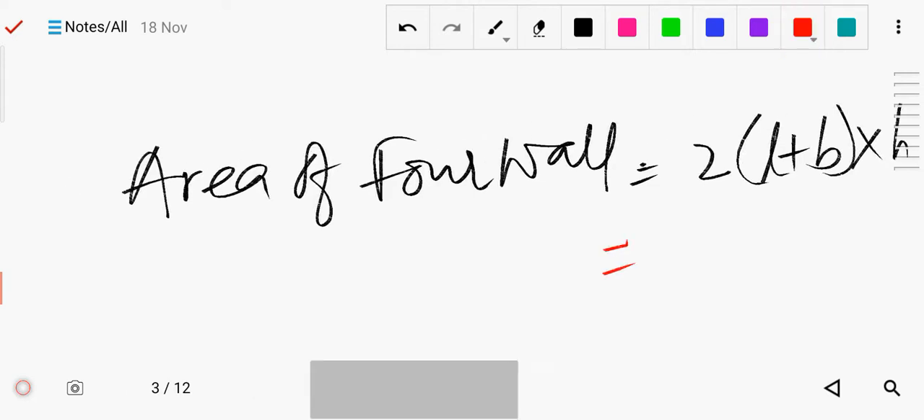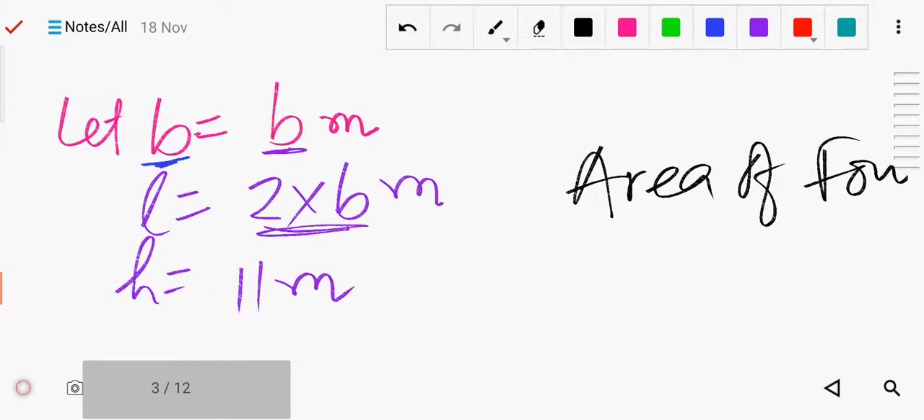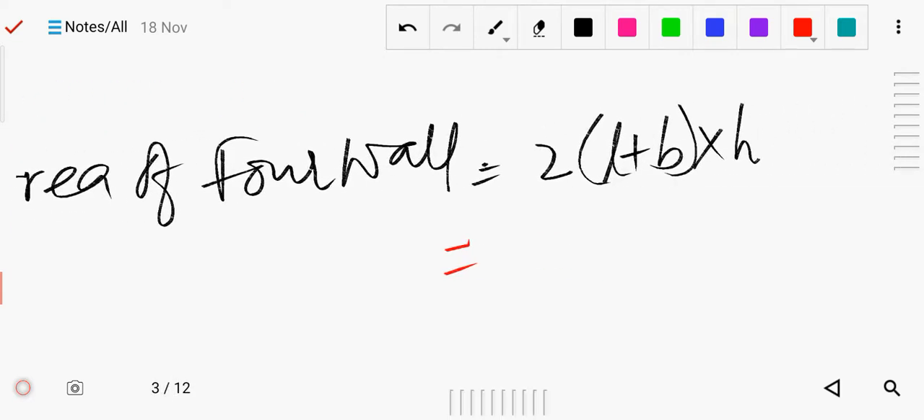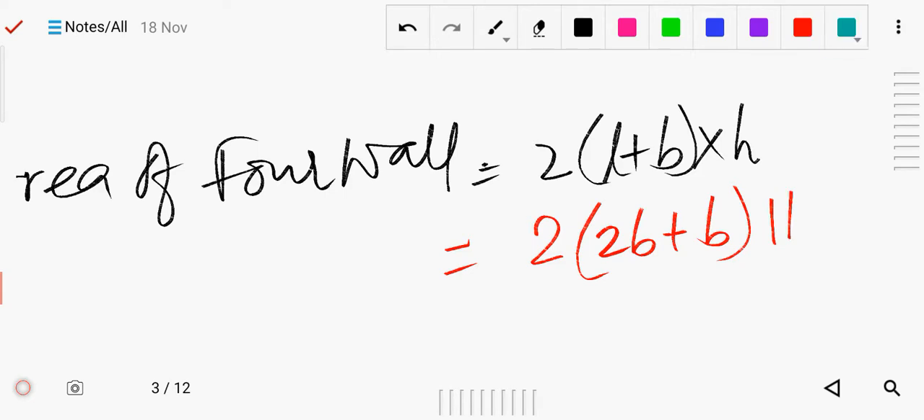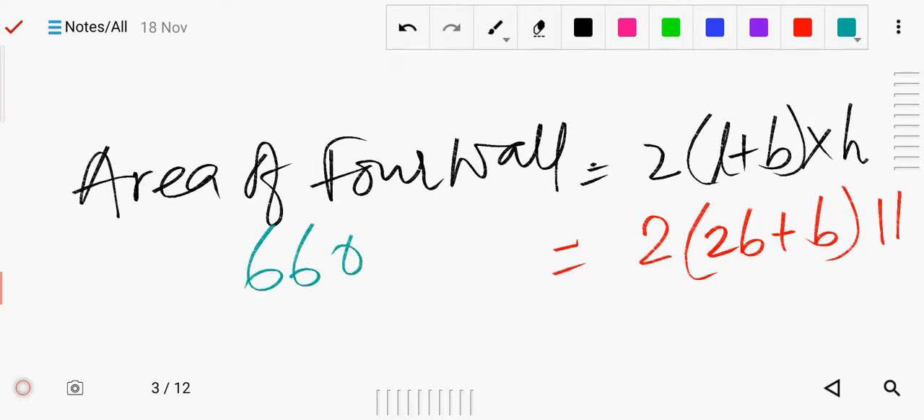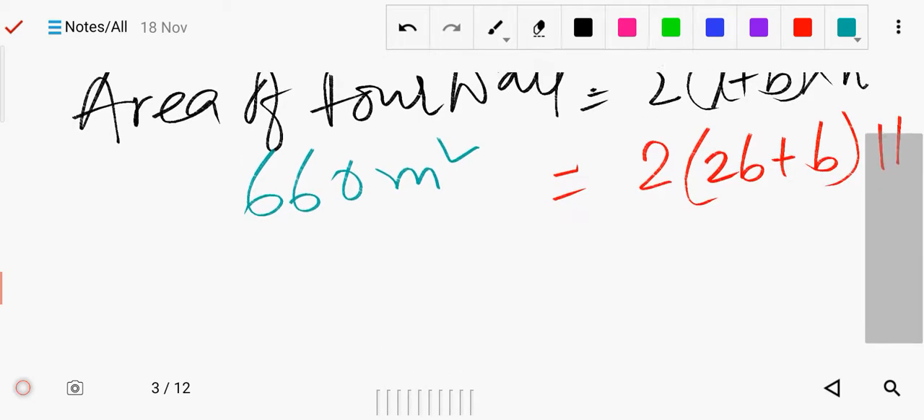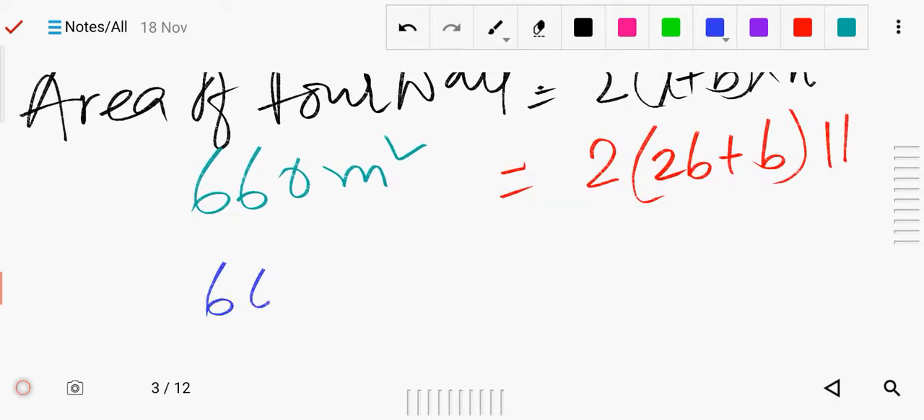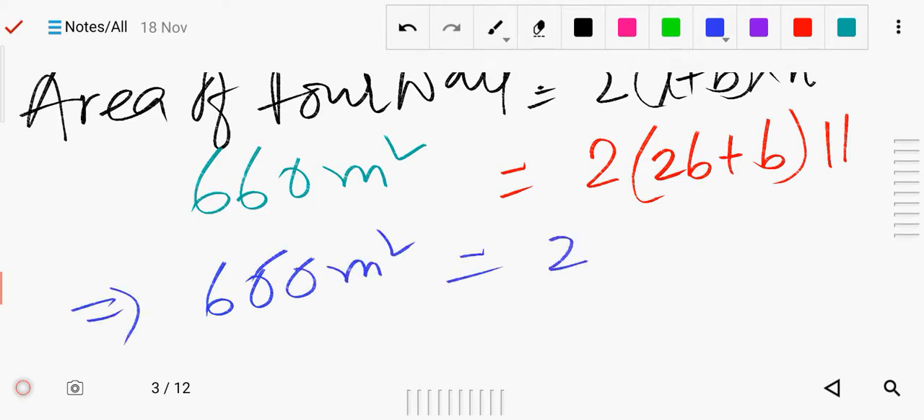Now we can put the values one by one. L value is 2 into B, B's value is B only, and H value is 11. And this area of the 4 walls is given as 660 meter square. So now we can solve. 660 meter square. Inside the bracket, 2b plus b will be 3b, and it is multiplied by 11 and by 2.